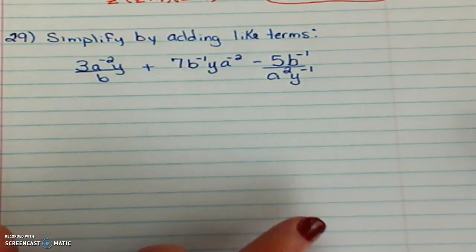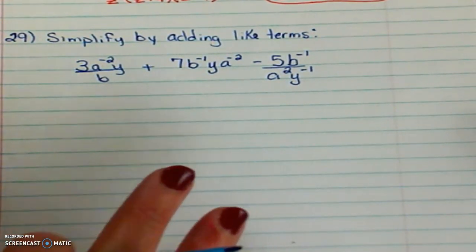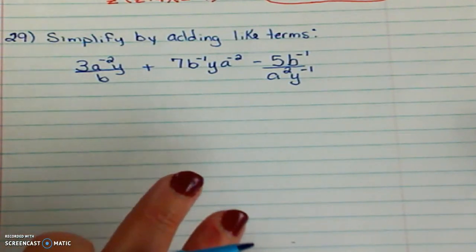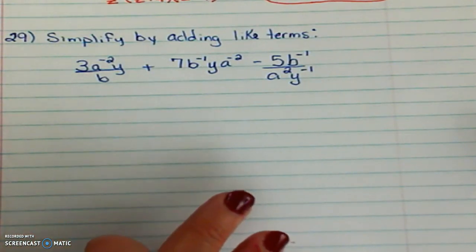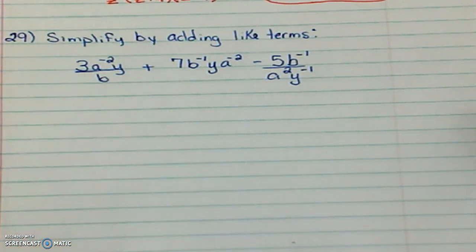Count these wrong in your homework assignment because the directions say simplify by adding like terms. You have to add like terms. They don't say add these three rational expressions together. It says simplify by adding like terms. So you don't write your answer as one fraction. You don't get a common denominator and add them all together.